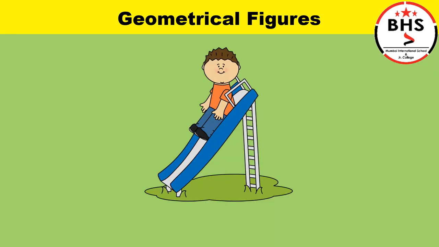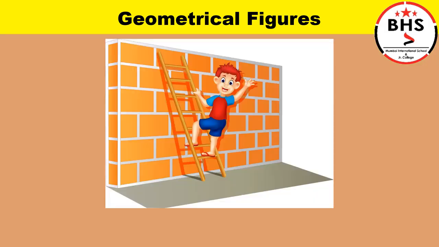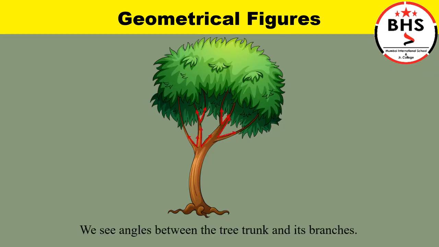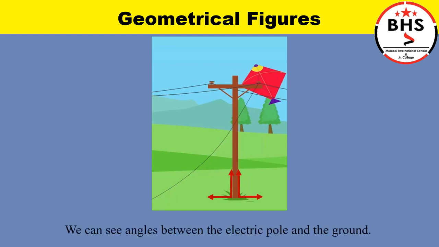Here in this picture we can see the angles between the ground and the slide. In this picture, the ladder makes angles with the ground. In this picture, we can see angles between the tree trunk and its branches. In this picture, we can see angles between the electric pole and the ground.